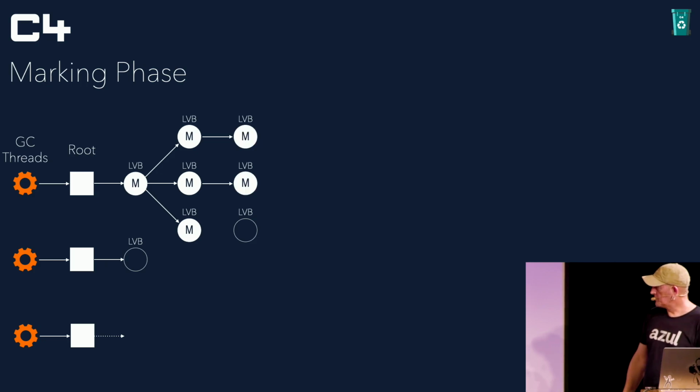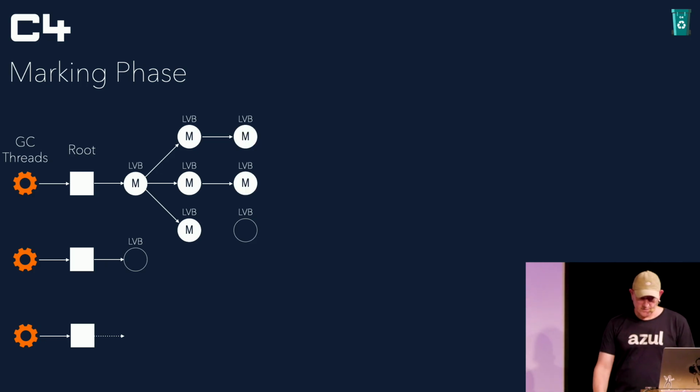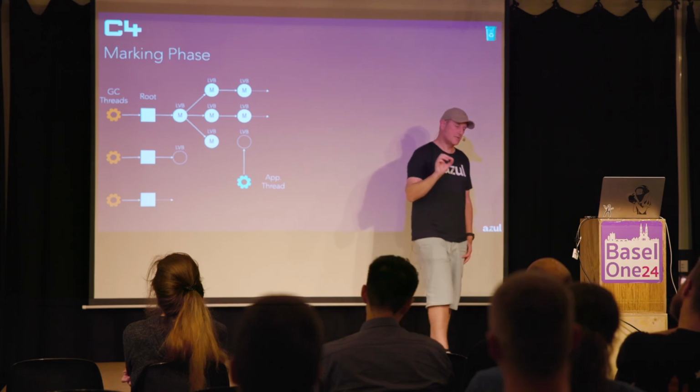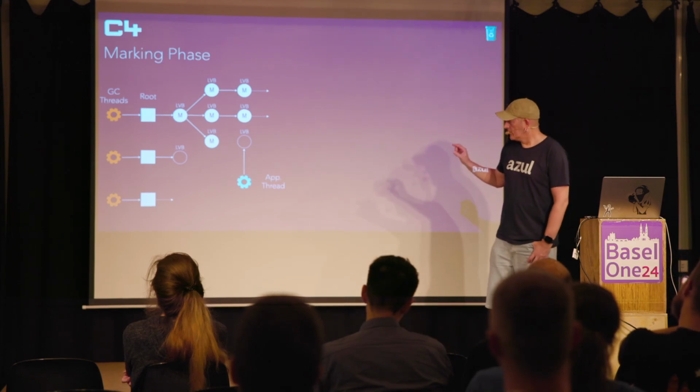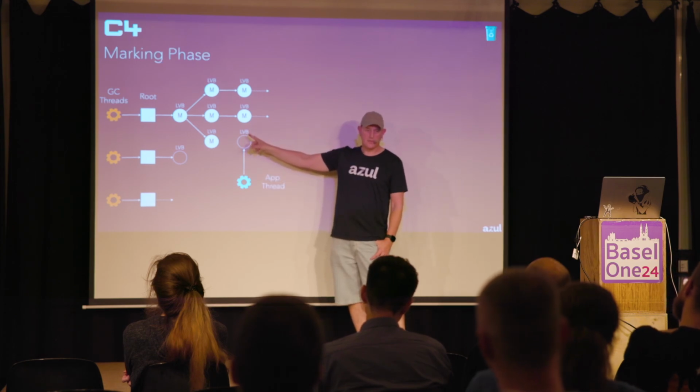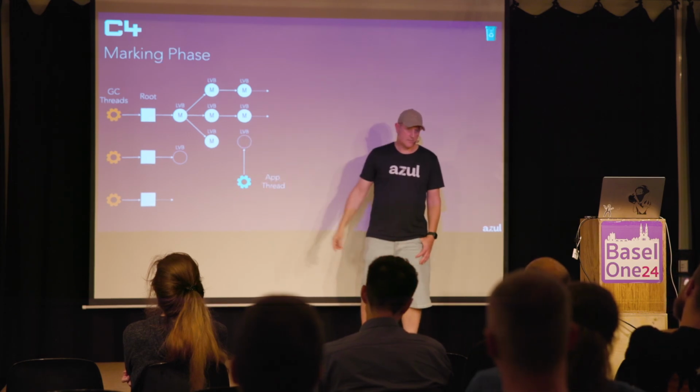So now we have marked all of these. The lower right one: suddenly, the application allocates this cell. And now the difference here is, once the application thread triggers the loaded value barrier, this code will mark this cell.